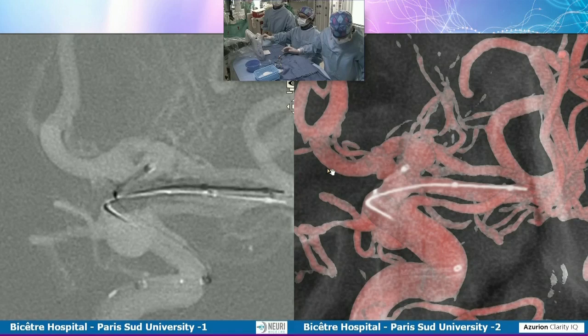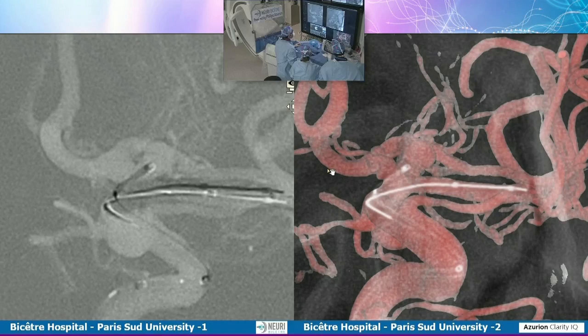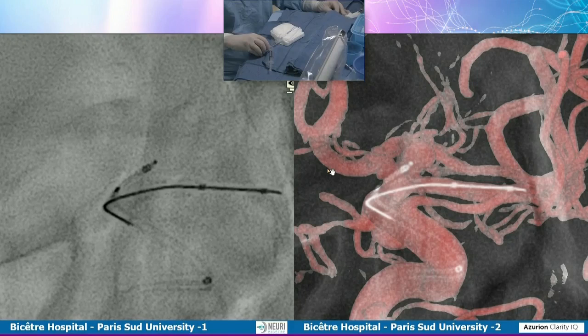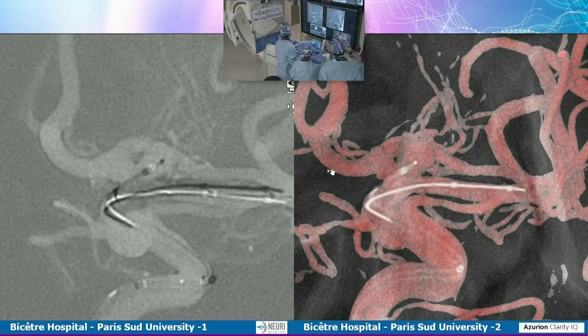Sorry, why don't you use the XC balloon instead of the C balloon? Sorry, I didn't hear you. I mean, you can use an XC balloon, a more compliant balloon, to maybe adjust better. Yeah, use the balloon you want. I don't care too much. Use the balloon you like to use.